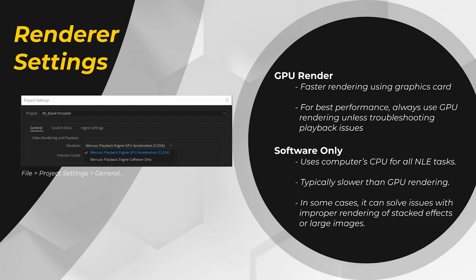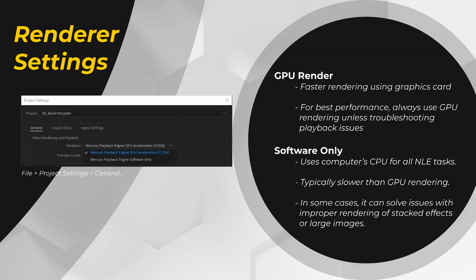With a blank project in front of you, go ahead and open File, Project Settings, General. You'll be presented with a screen where you can look at the render settings. In short, the renderer that you use is how Premiere creates the video that you see on the screen. So for faster rendering, you should always use the GPU renderer that relies on your graphics cards.